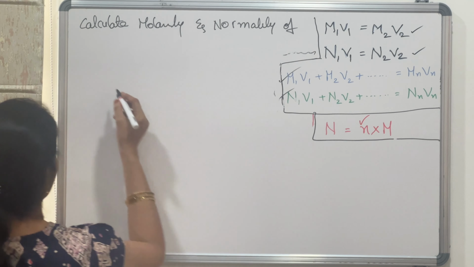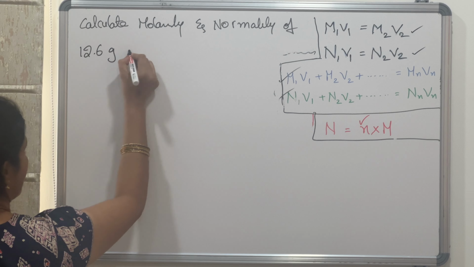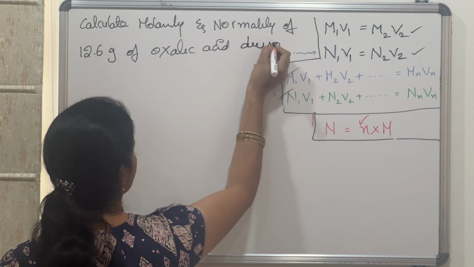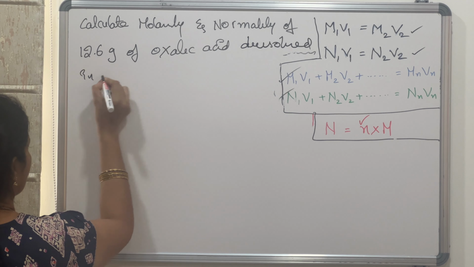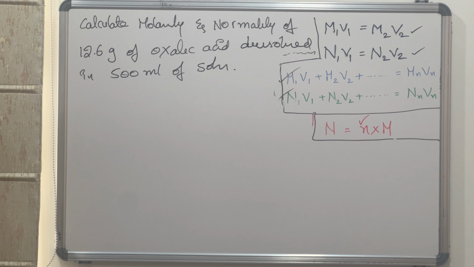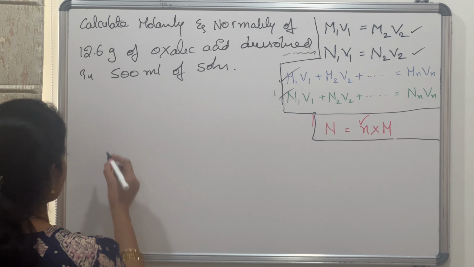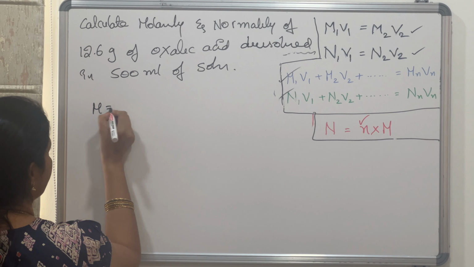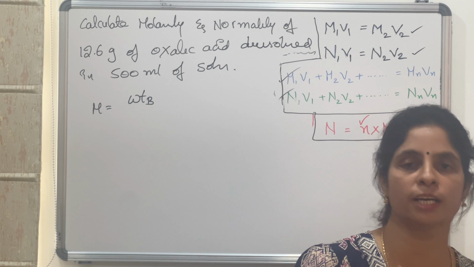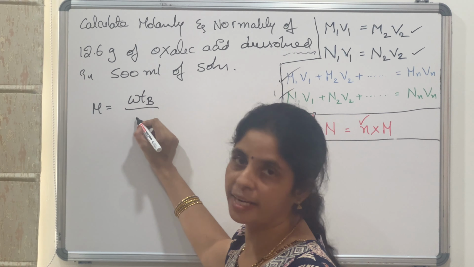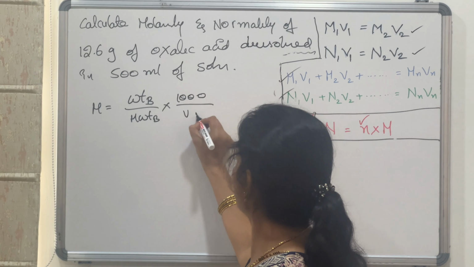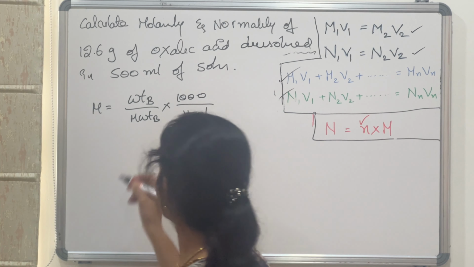Okay, calculate the normality and molarity of 12.6 grams of oxalic acid dissolved in 500 ml of solution. So calculate molarity. What is the formula? Molarity is the number of moles of solute dissolved in 1 liter of a solution. So number of moles is weight by molecular weight, into 1000 by volume in ml, if we convert volume in liters to volume in ml.